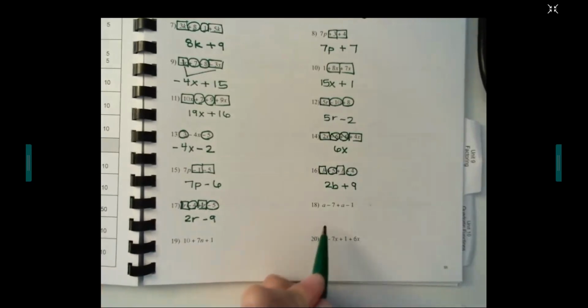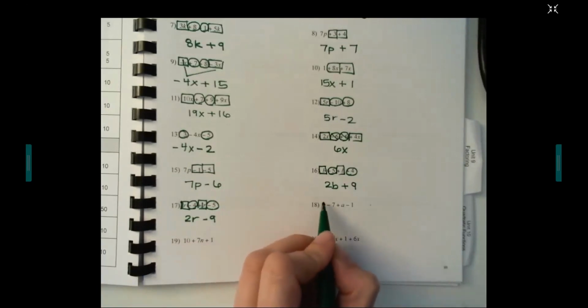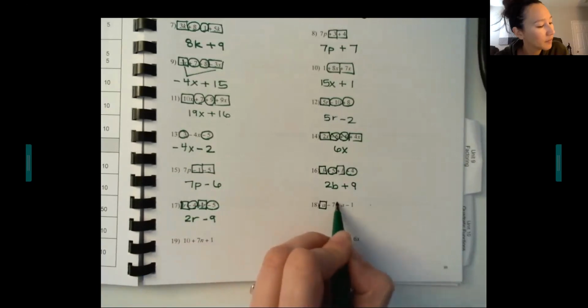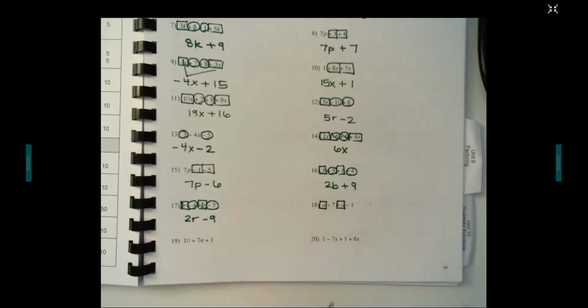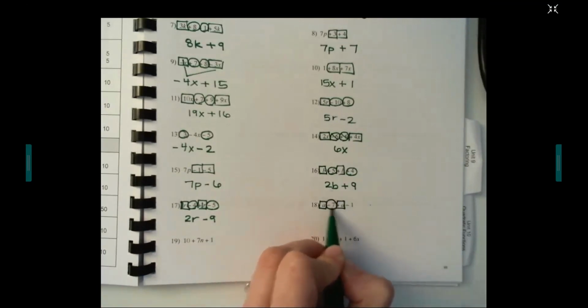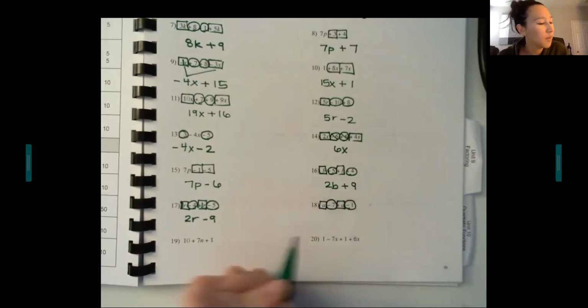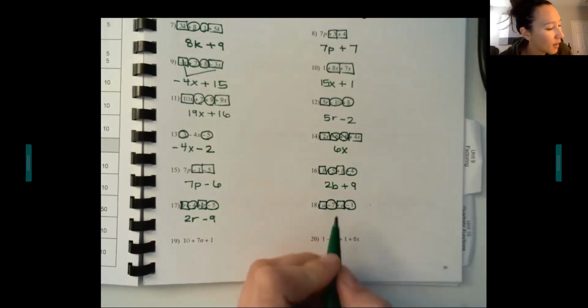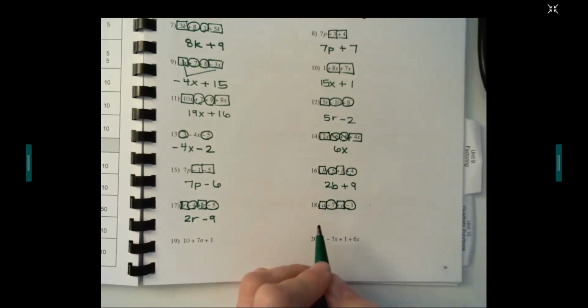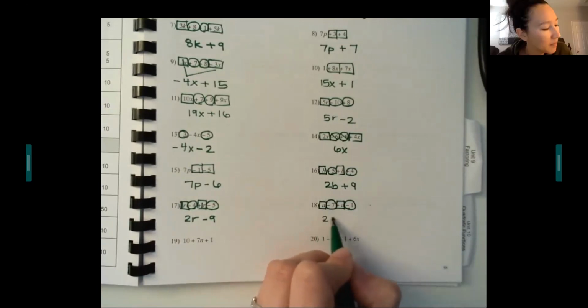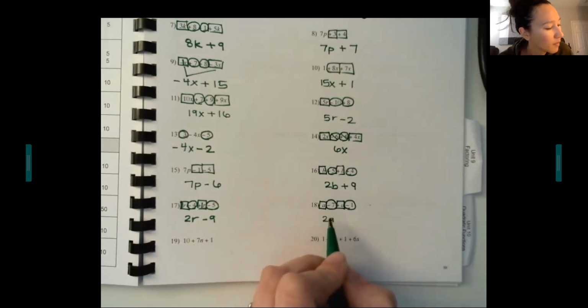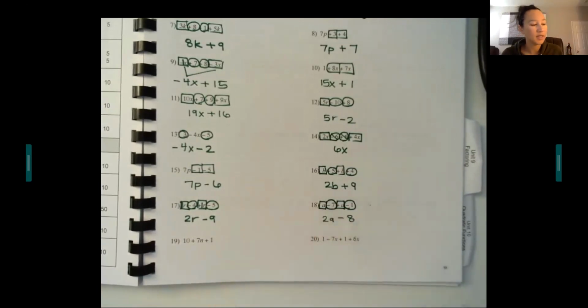Jaden, you want to do 18 for us? Sure. Thank you. So first I box both the A and the other A. Good. And then I circled the 7 or the -7 and the -1. Good. And what do we get when we combine those? I got 1A or 2A plus -8. Yep. Very good. 2A minus 8. Thank you, Jaden.